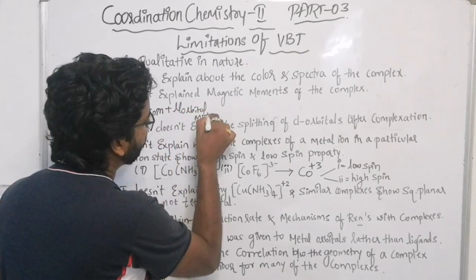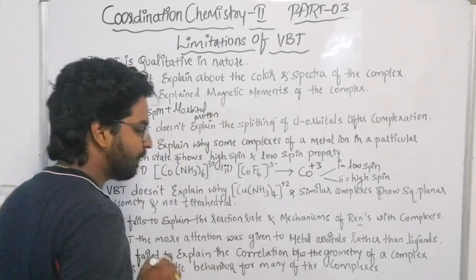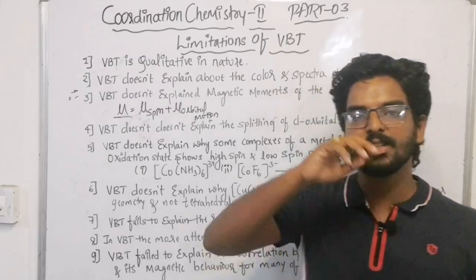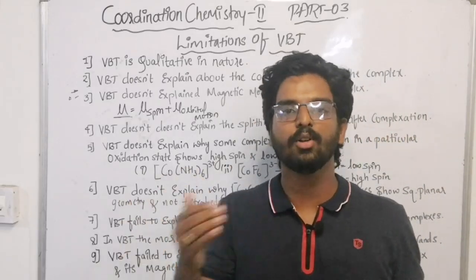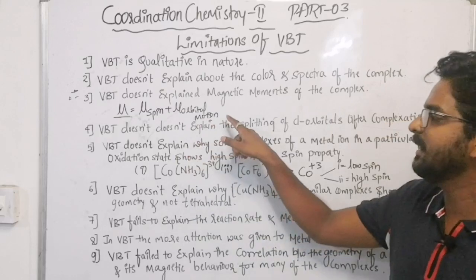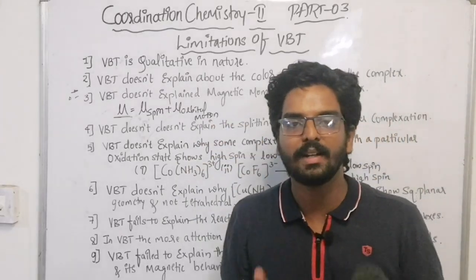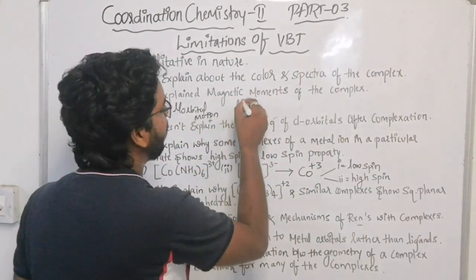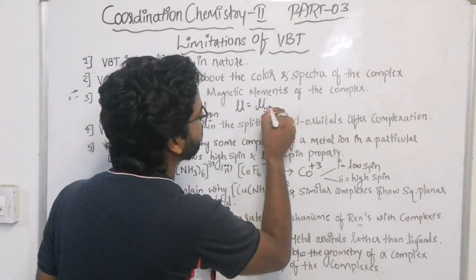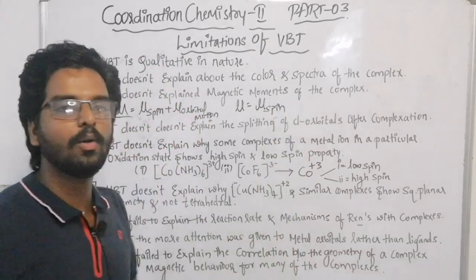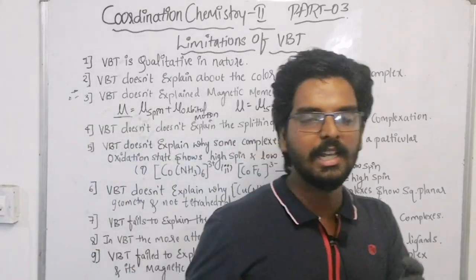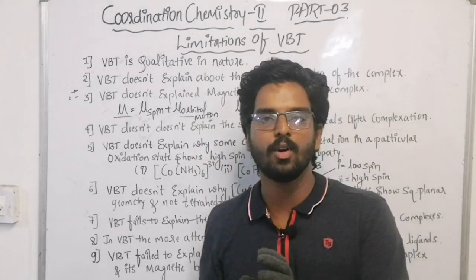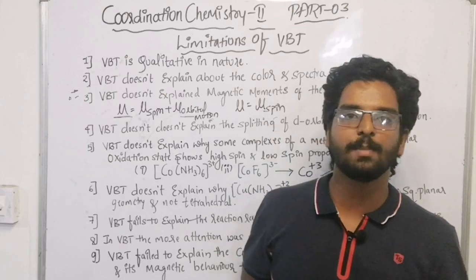Remember one thing, for a magnetic moment, two contributions come in: one is the spin of the electron, and another one is the motion of the orbital. But according to VBT, mu was only expressed with the help of the spin of the electron. That's it, only the spin of the electron was considered in VBT, but the contribution of the orbital motion was not at all taken into consideration with respect to VBT.